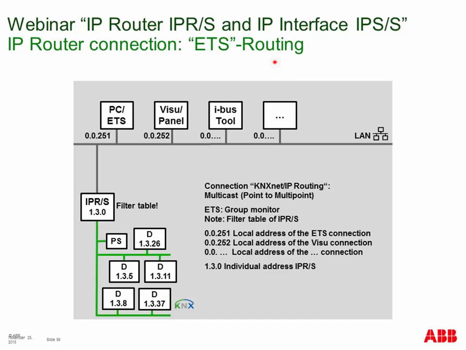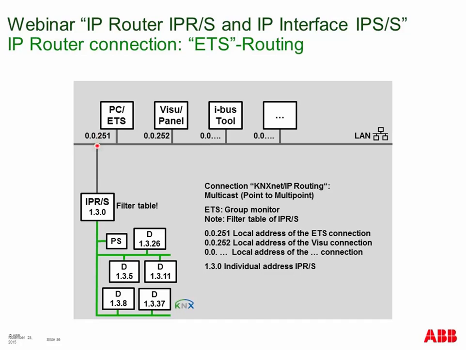So the IP router can be used as a default for coupling different lines or areas, but additionally we can also use the IP router to make a download via the ETS. Now when we use the routing mode, it is very important that our telegrams are on the IP network. It means that our local interfaces of the ETS or our visualization panel, for example, must have addresses out of our lines or our areas.